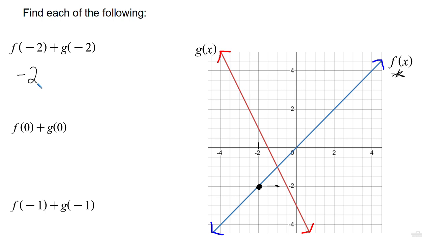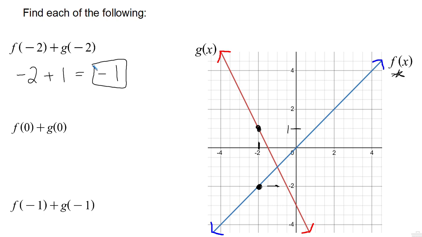And to find g of negative 2, all we have to do is go to x equals negative 2 and find the value of g of x, the red function there. Well, that's 1. So all we have is negative 2 plus 1. Negative 2 plus 1 is negative 1.